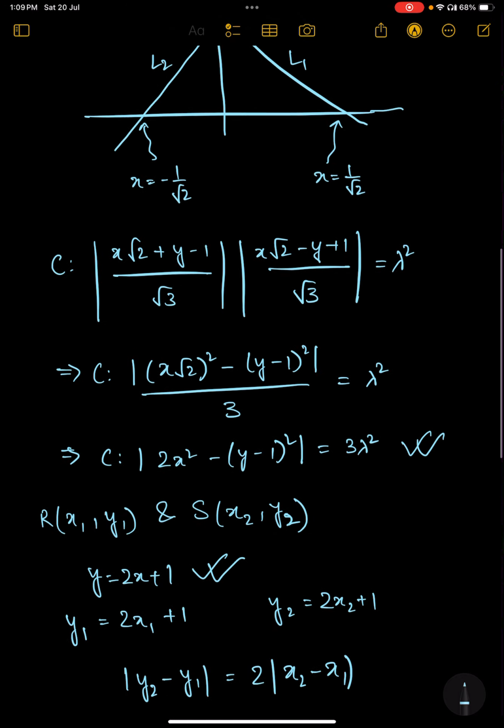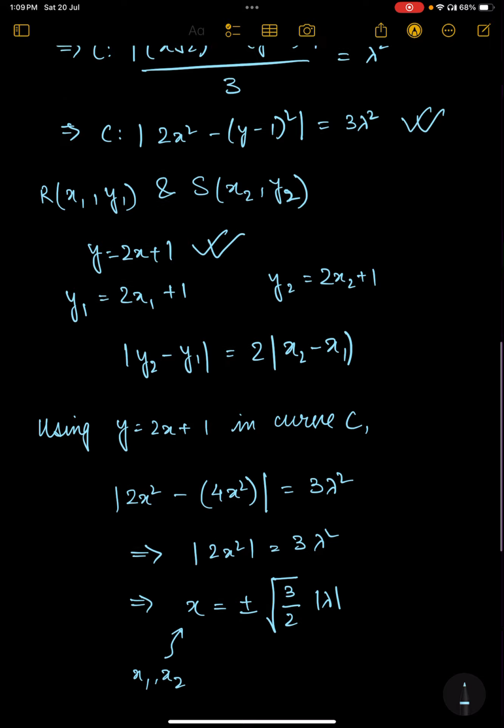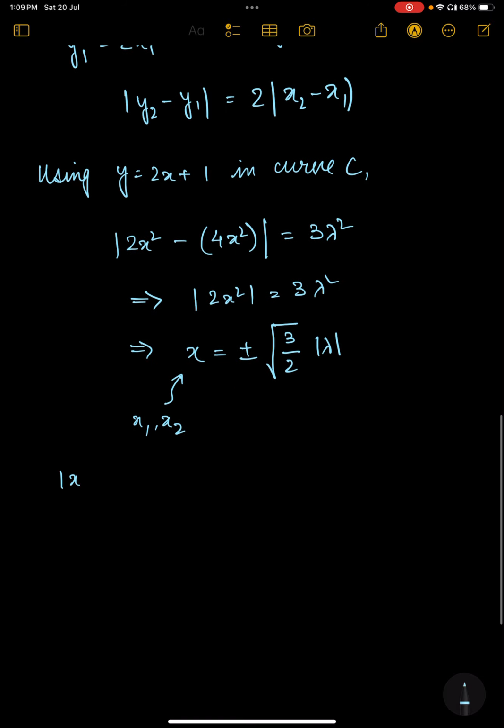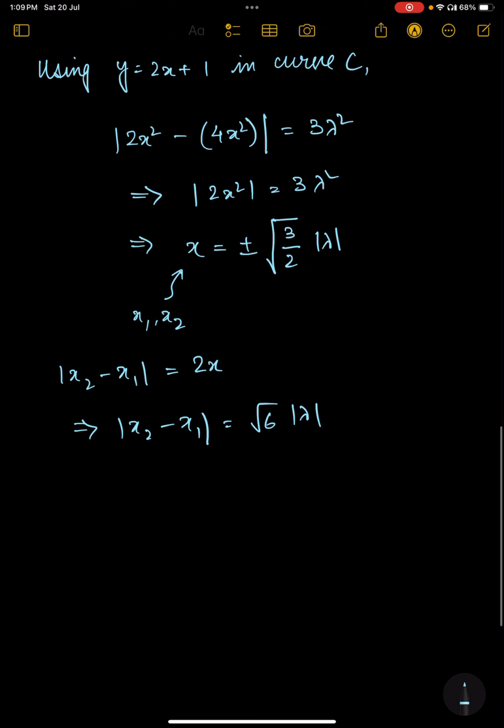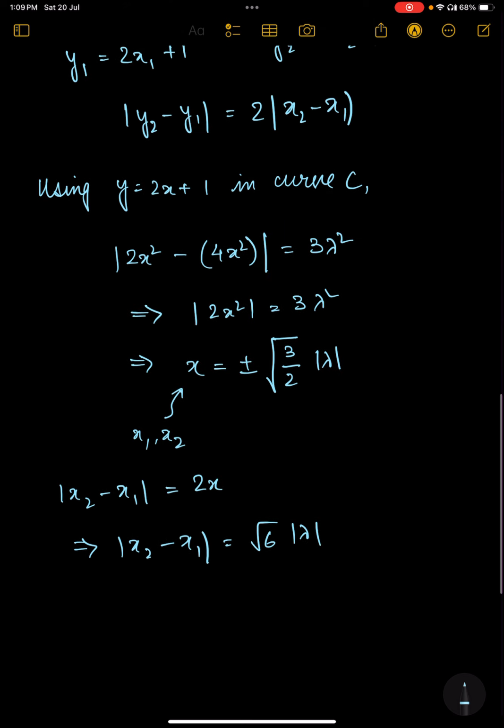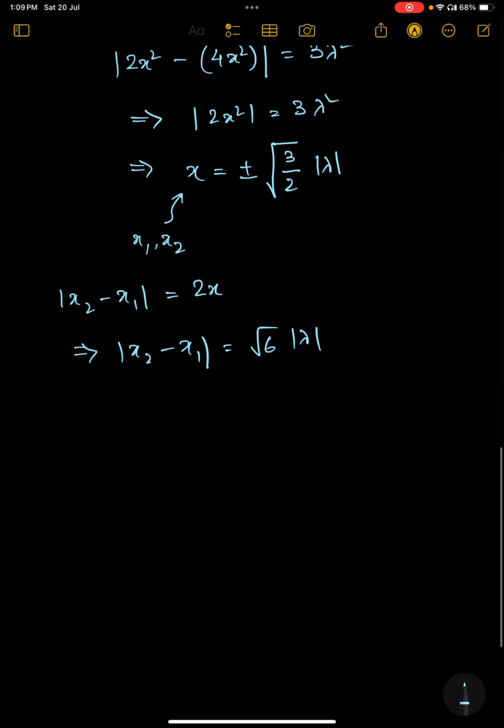And if you remember this diagram which we have just drawn, then mod of x2 minus x1 has to be 2x. Otherwise it will be 0. So it has to be 2x. This gives us that mod of x2 minus x1 is equal to root 6 mod of lambda. And we already have this equation with us, which allows us to find that mod of y2 minus y1 is equal to 2 into root 6 mod of lambda.